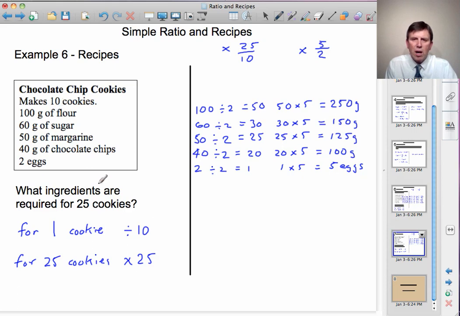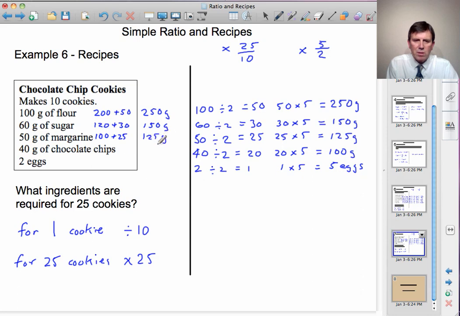Well, it's 2.5 lots of 10. So I need 2.5 lots of all these quantities. So I could say 2 lots of 100 is 200. And a half of 100 is another 50, so that would give me 250 grams. 2 lots of 60 is 120, plus a half of 60 is another 30, so that would give me 150 grams.